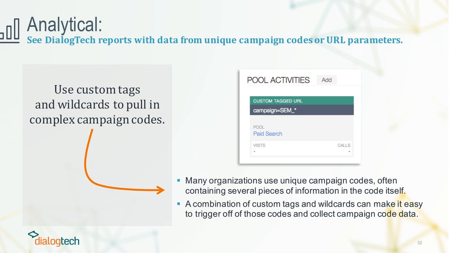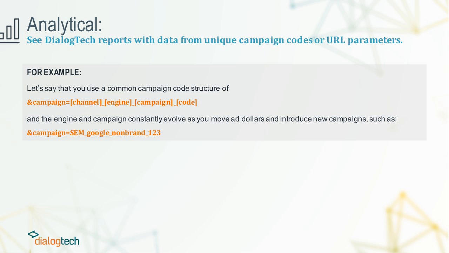The idea with this wildcard approach, and you'll see in the small screenshot here that campaign equals SEM underscore asterisk. That asterisk is basically a fill-in-the-blank value within the URL parameter. I think this example will drive that home pretty well. Let's say you have a campaign code in your URL that's a concatenation of a few different pieces. In this case, you have channel, engine, campaign, and then a campaign code. As that's spelled out in a URL, you may see SEM, Google, non-brand, campaign 123.